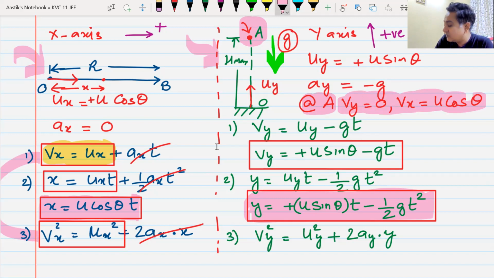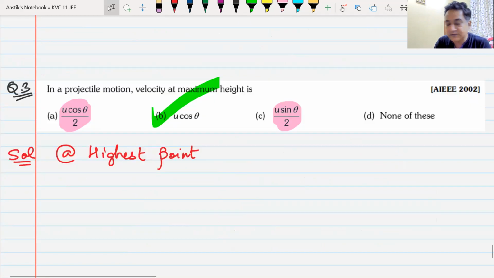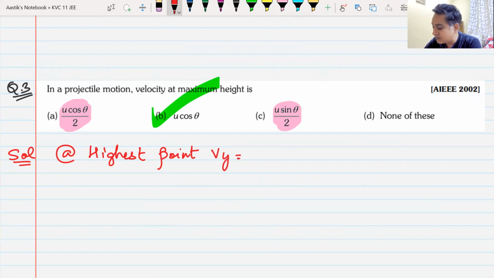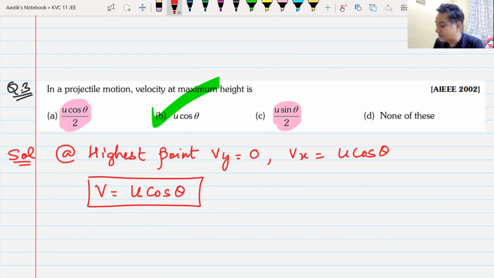Now I come back to the question, and now the answer is pretty straightforward. At the highest point, your vertical component of velocity becomes 0. Your horizontal component of velocity is always u cos theta, otherwise it will fall down. Therefore, the net velocity is the root of Vy square plus Vx square, and you will get the final velocity at point A is same as the horizontal component. That is what you must remember and understand.